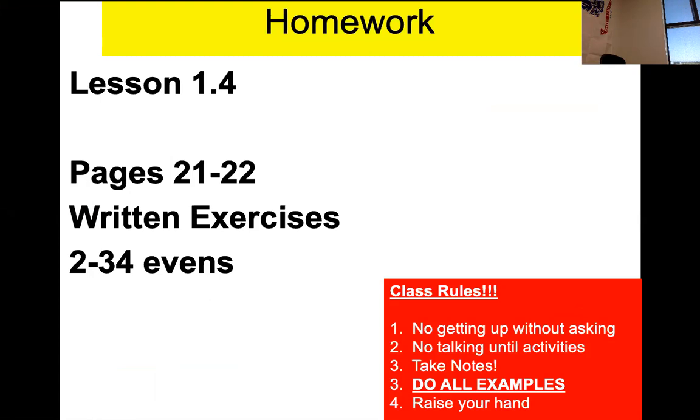My claim is you don't really need this class. You already know what the ruler postulate is. You already know what the segment addition postulate is. We're just going to apply that to angles.